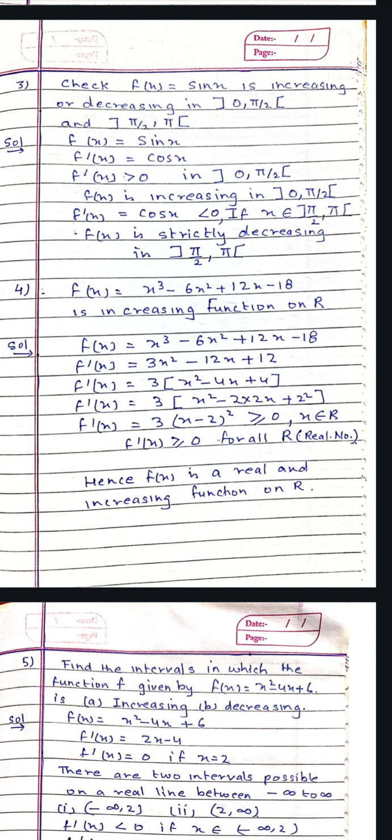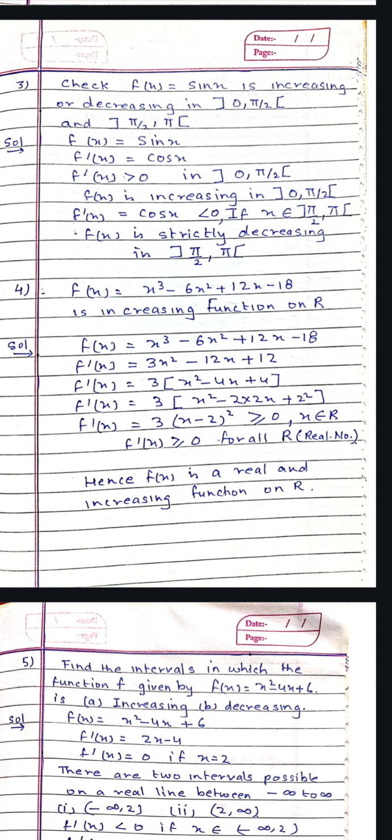f'(x) = cos x is less than 0 if x belongs to pi by 2 to pi, that is the second quadrant. In the second quadrant the value of cos x is negative. So f'(x) is less than 0 and f(x) is a decreasing function, strictly decreasing function in the interval pi by 2 to pi.